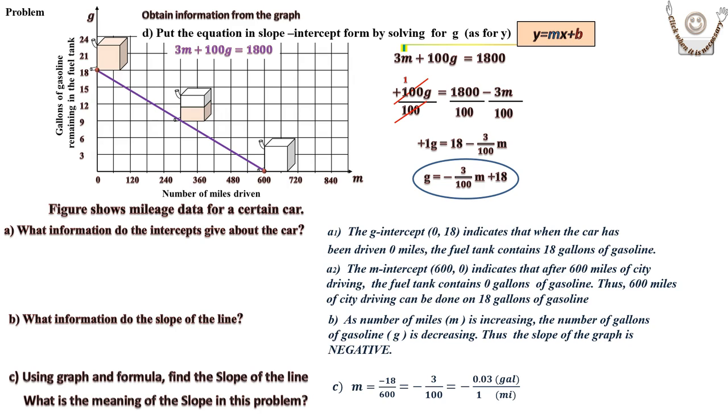In this case, it's negative slope, and slope tells us that for each 100 miles, reduction in gasoline is 3 gallons. This is how to use slope-intercept form.